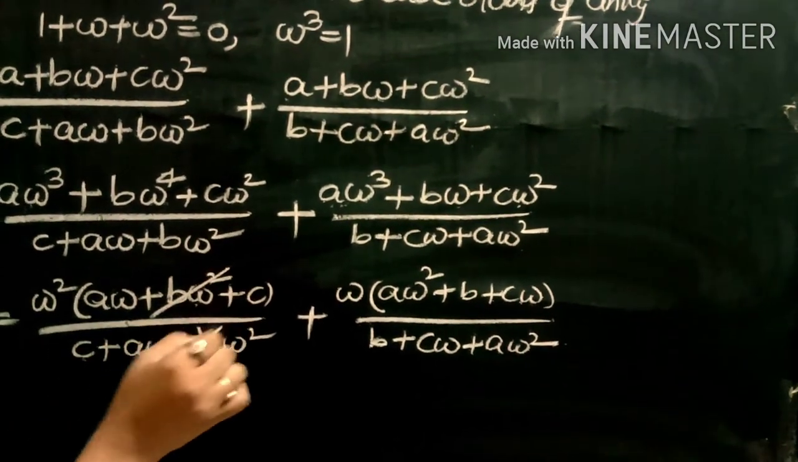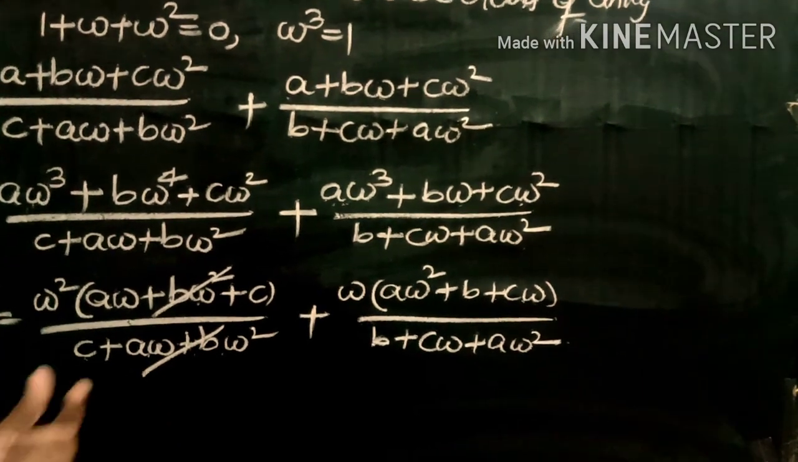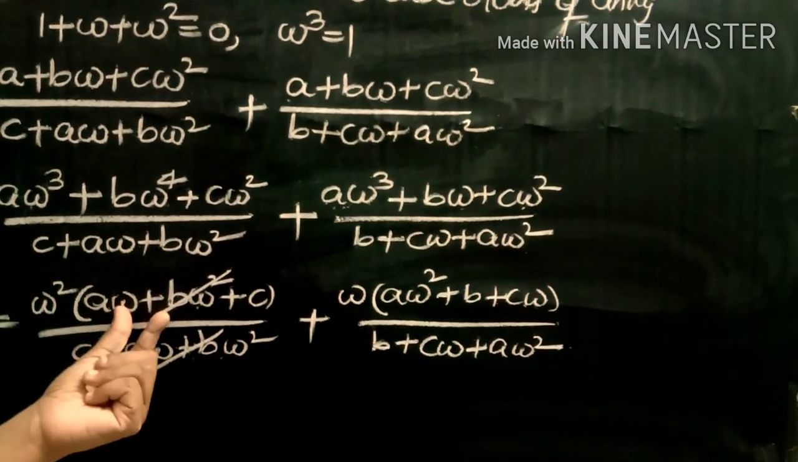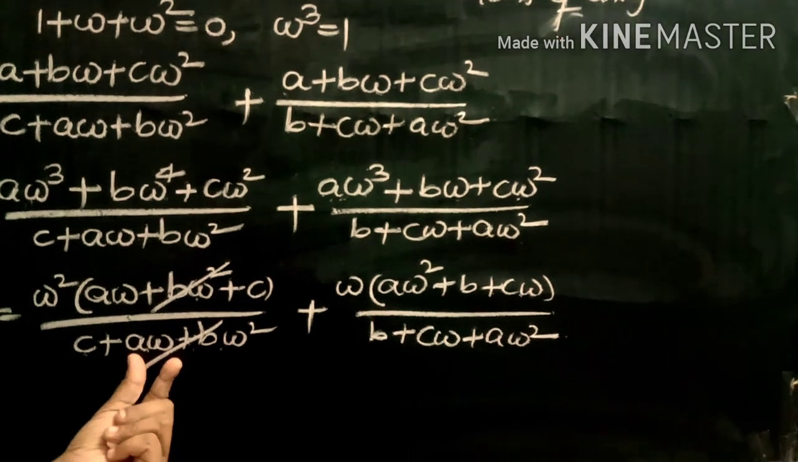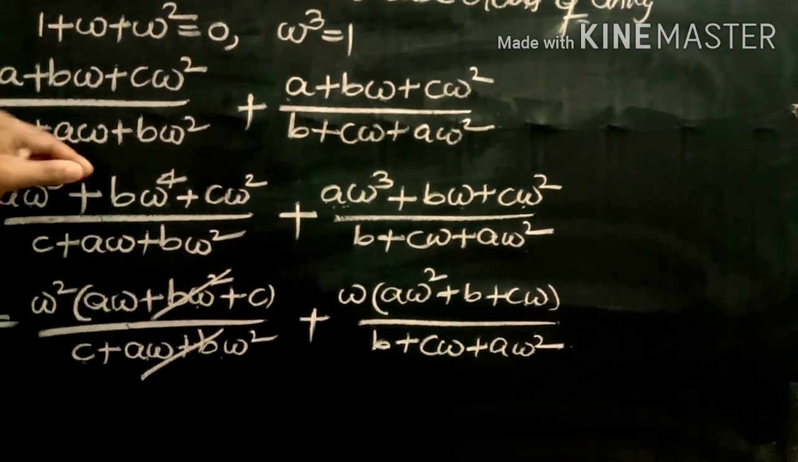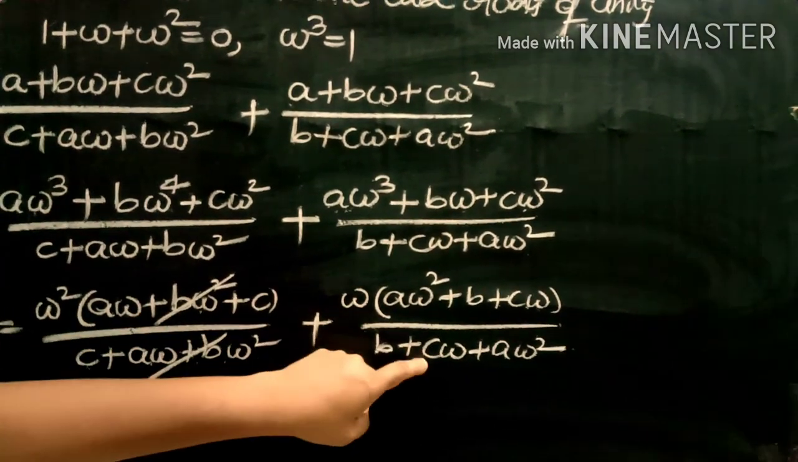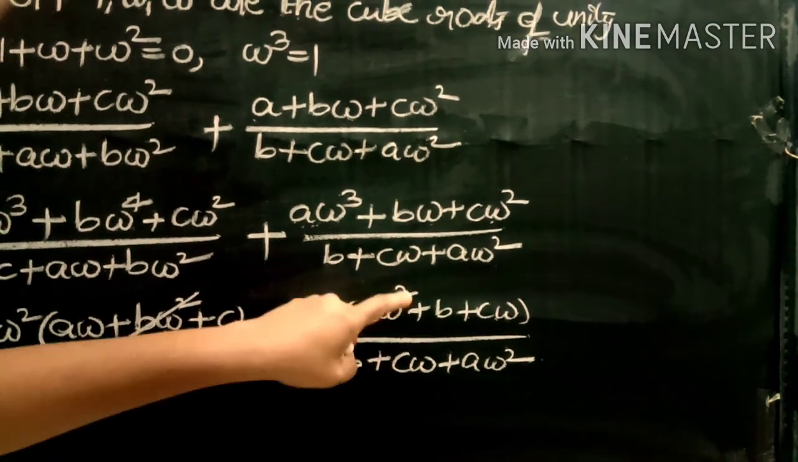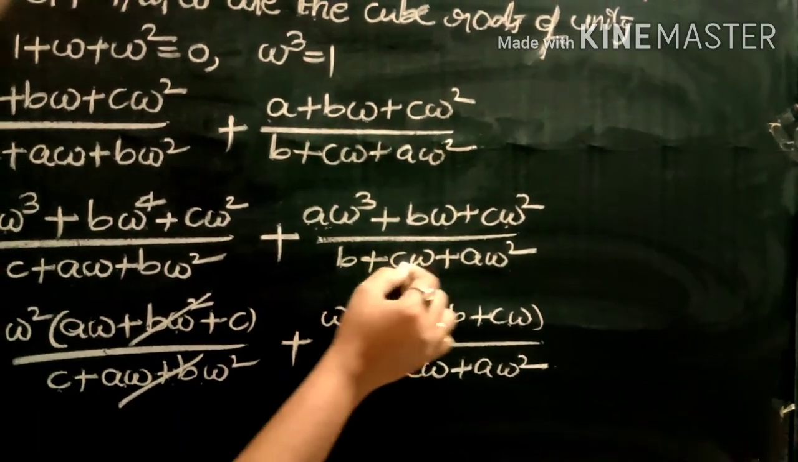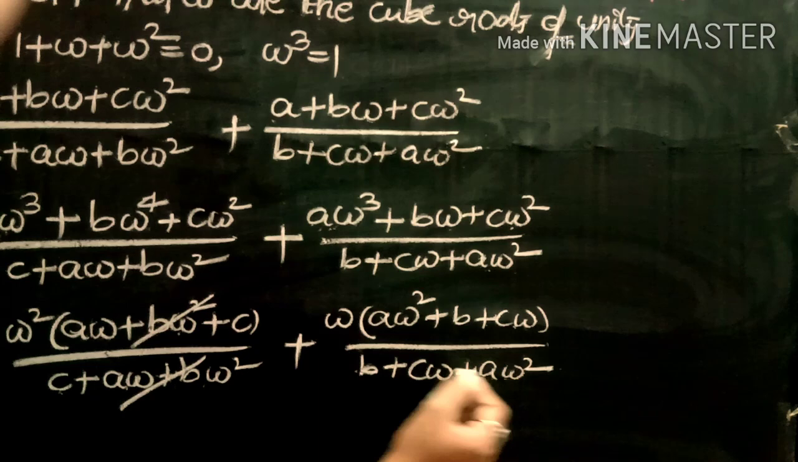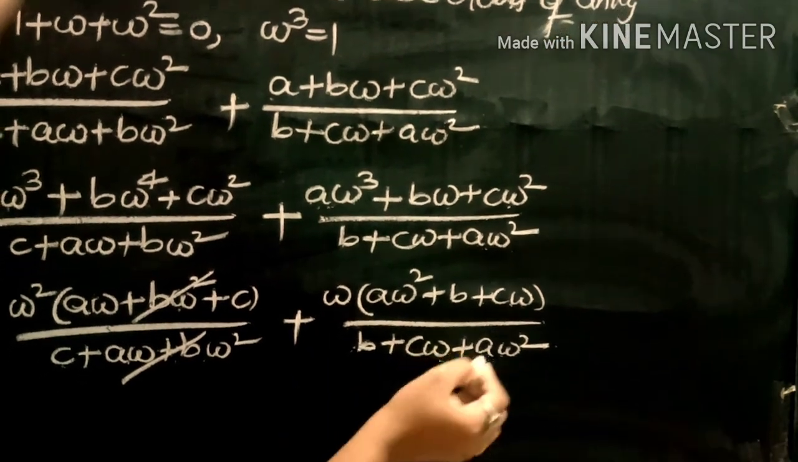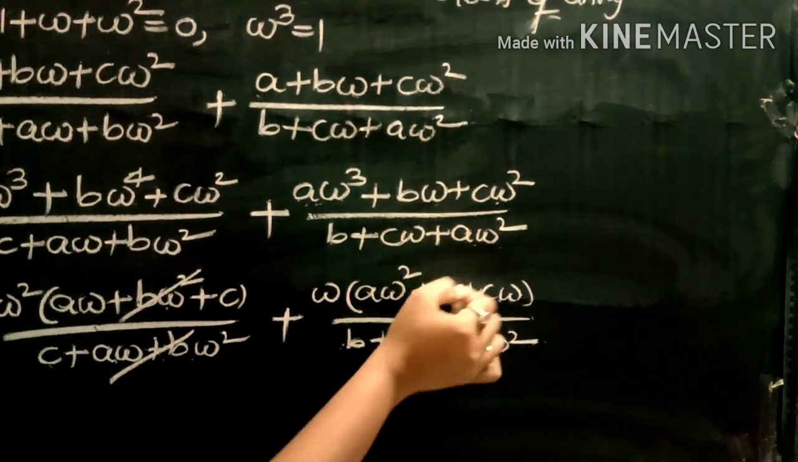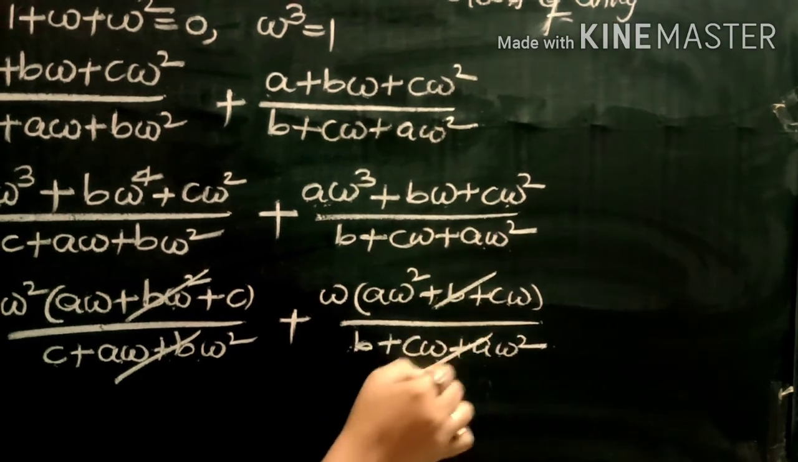So cancelling the two terms here. So to get the same term in the numerator as the term of the denominator, we made the changes like that. Here also to get the same term of the denominator as the term of the numerator. Here b plus c omega plus a omega square is the term of the denominator. We made the same term in the numerator also, that is b plus c omega plus a omega square. Now both terms are cancelled.